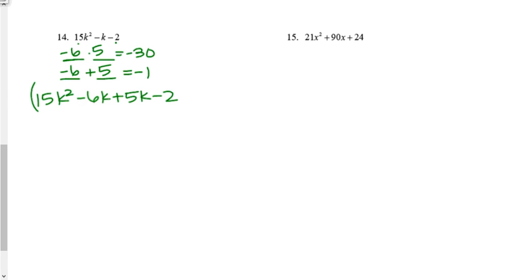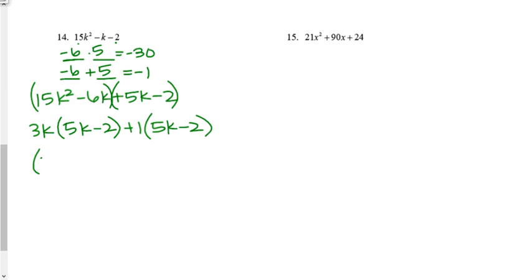Now I'm going to go ahead and factor by grouping. I'll take a 3k out of the first, I'm left with 5k minus 2, and then I'll just take a 1 out of the second pair because it's already 5k minus 2. Now I'm pretty much done. I can combine this to 3k plus 1 and 5k minus 2.